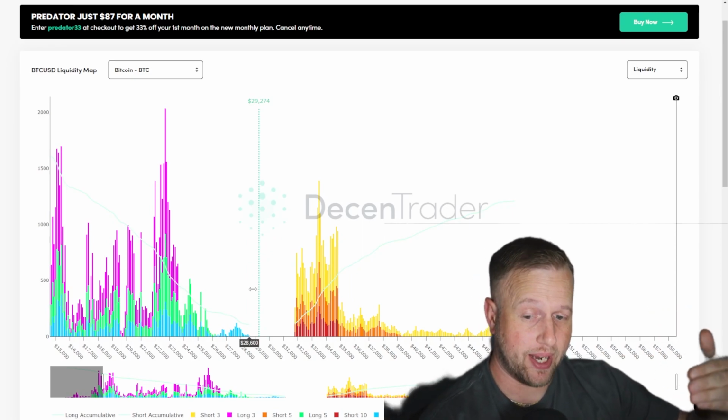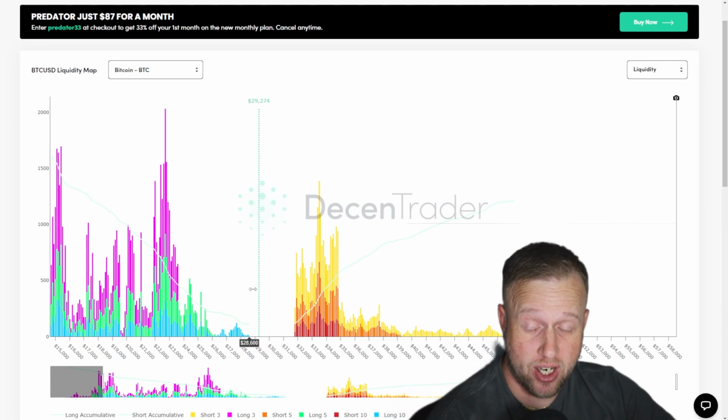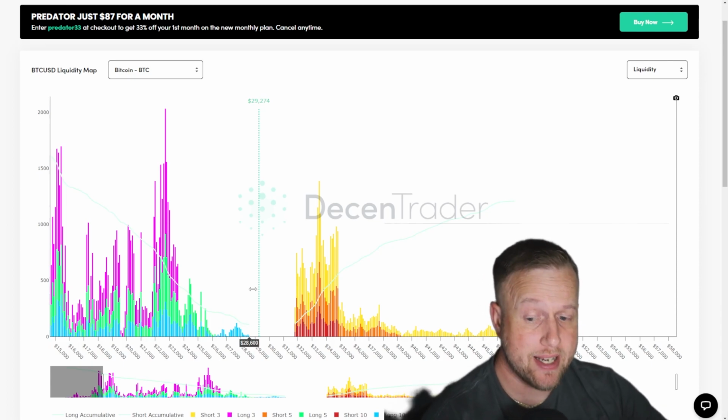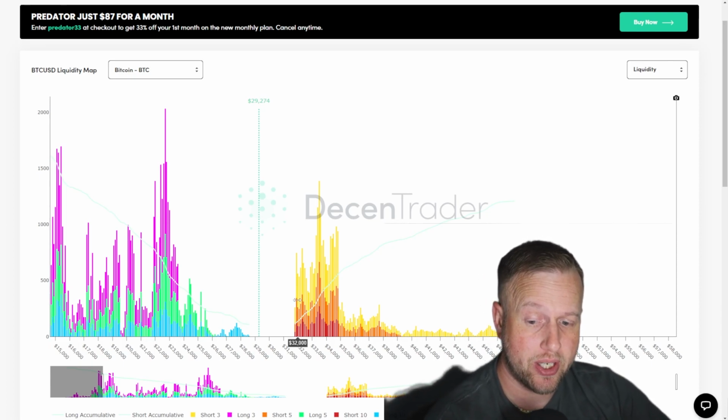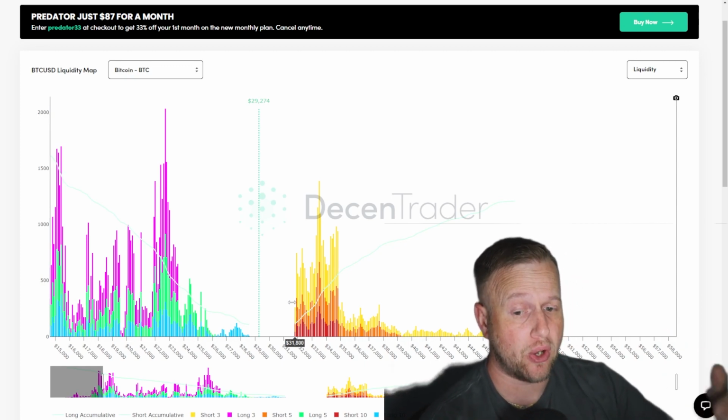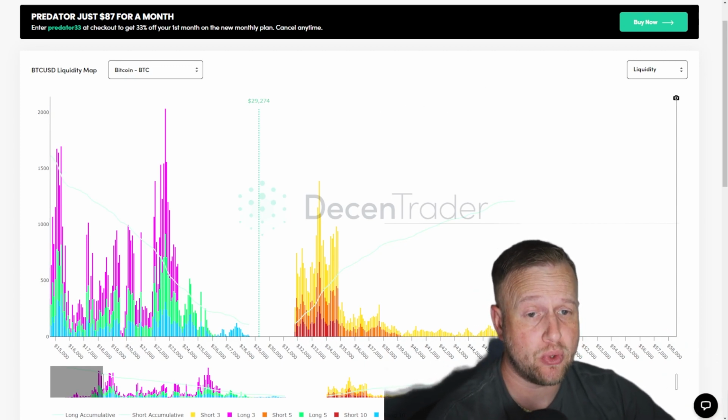Don't get too carried away. I would just map out where they start. So the 3, 5, and 10 on Decentrader I put on there. So that 28,600, the 31,800. So you know that's going to be defended, or it's going to attempt to be defended.